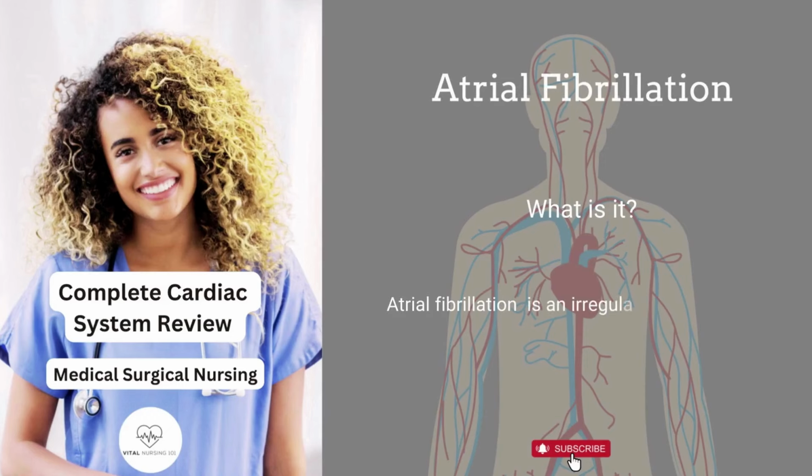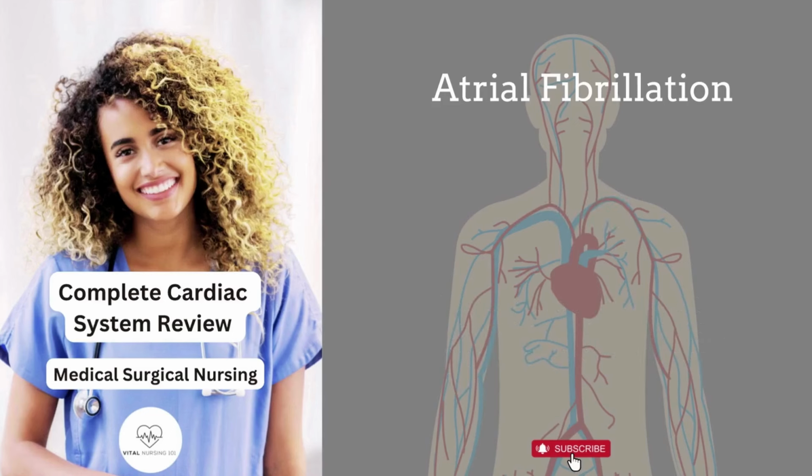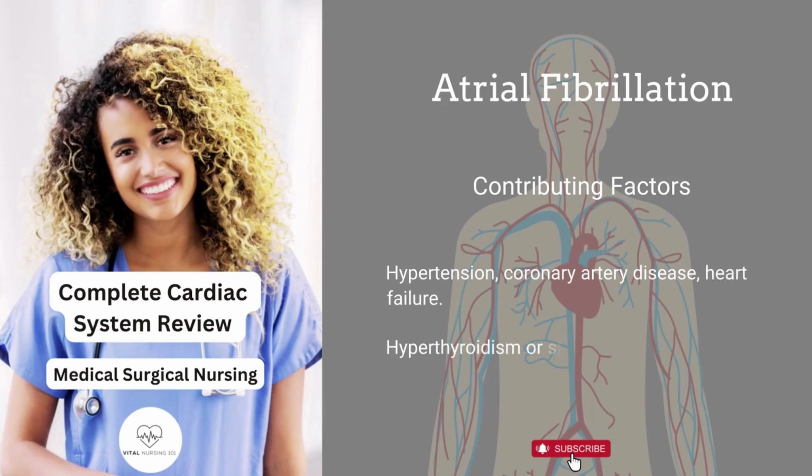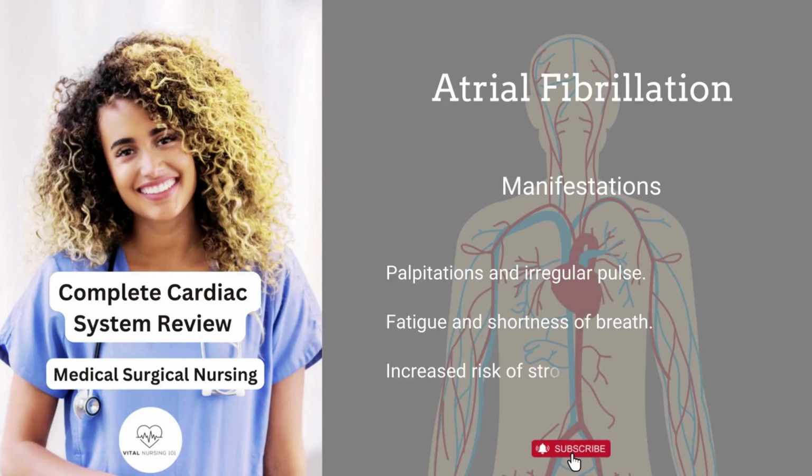Atrial fibrillation. Atrial fibrillation is an irregular, often rapid heart rhythm originating in the atria, leading to ineffective atrial contraction and increased risk of clot formation. Contributing factors are the following: hypertension, coronary artery disease, heart failure, hyperthyroidism or sleep apnea, excessive alcohol or caffeine intake. Manifestations are the following: palpitations and irregular pulse, fatigue and shortness of breath, increased risk of stroke due to thromboembolism.